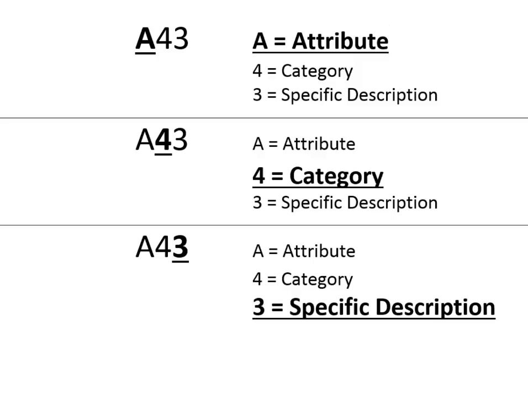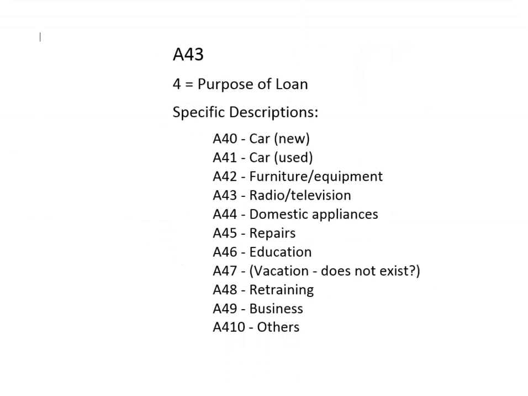A denotes that this is a nominal piece of data. 4 represents the category and 3 represents the specific description. In this case, you can see that 4 represents the purpose of the loan and 3 represents the specific description, in this case, the use of the loan.